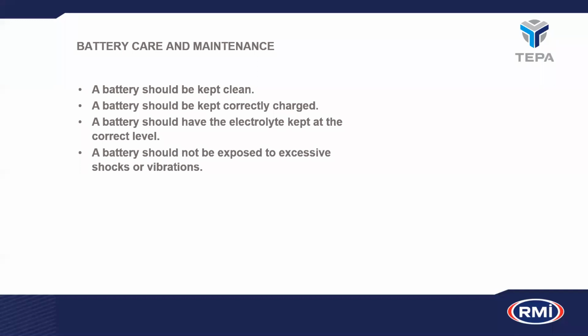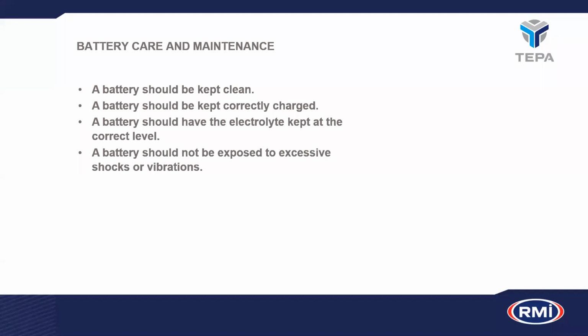A battery should be kept correctly charged, as I've said earlier, and the battery should have the electrolyte kept at the correct level. Obviously, this is not in a closed cell maintenance-free battery. I'm now talking specifically to open batteries that have cells that can be opened and checked. And also, as a caution, whenever you top up a battery, you top up the electrolyte with distilled battery water. Don't add acid to a battery, because you will destroy the battery internally, because you'll increase the pH level to the wrong level. And a battery should not be exposed to excessive shocks or vibrations.